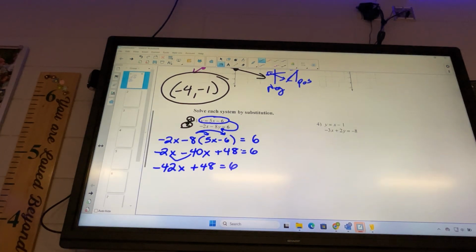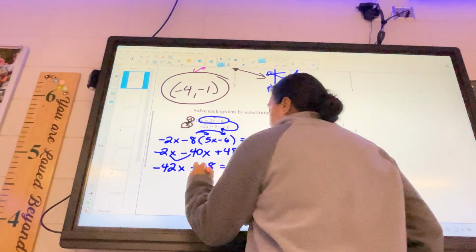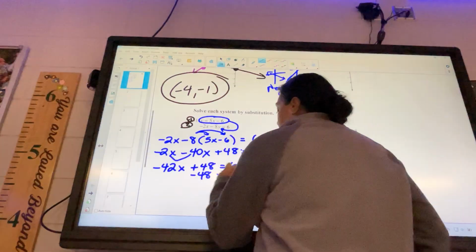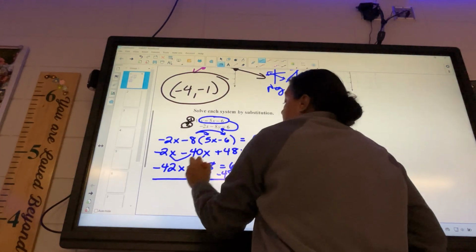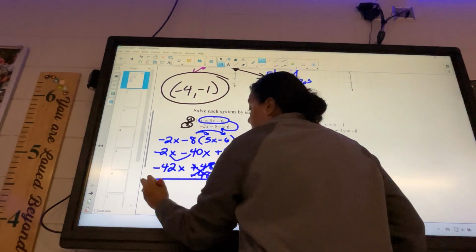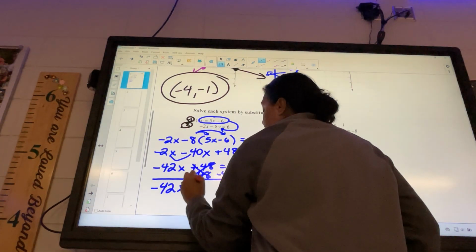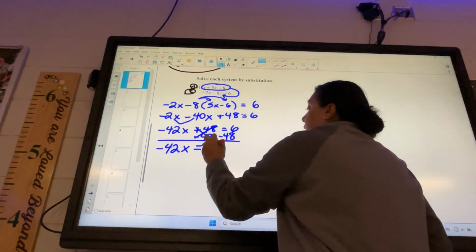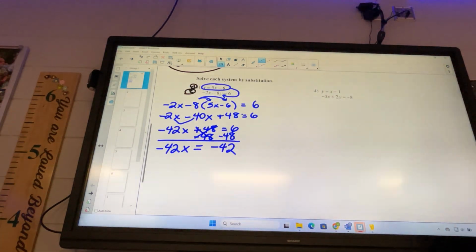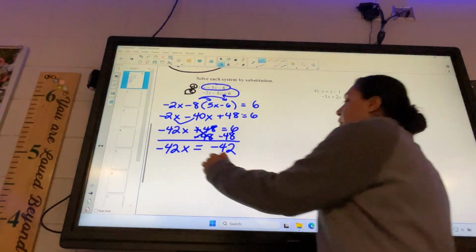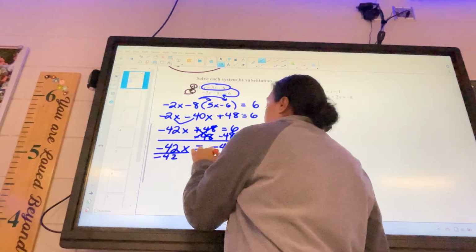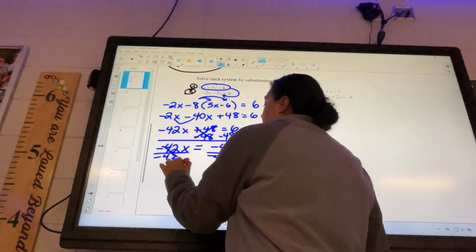And then who needs moved? The 48. So we're going to say minus 48 on both sides. Okay, so these guys are going to cross out. Okay, so I'm going to get negative 42x. What is 6 minus 48? Negative 42. Divide by negative 42. And so we get x equals 1.